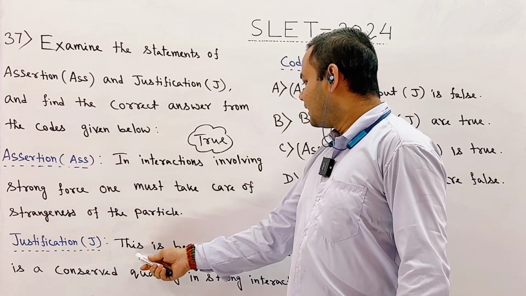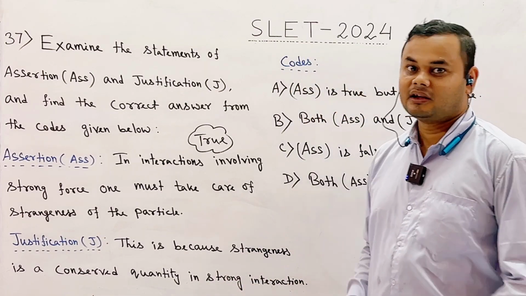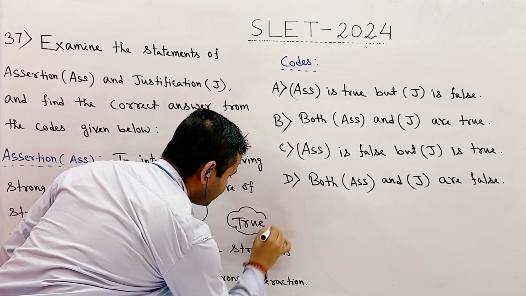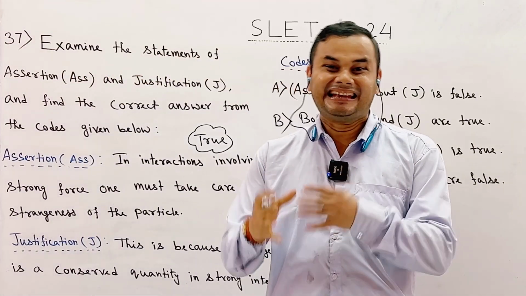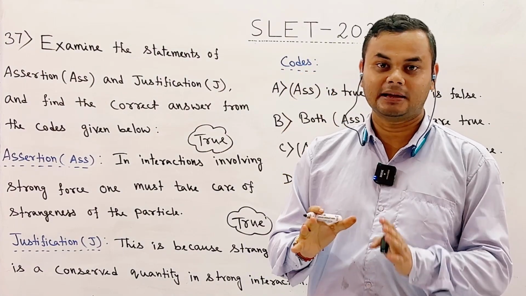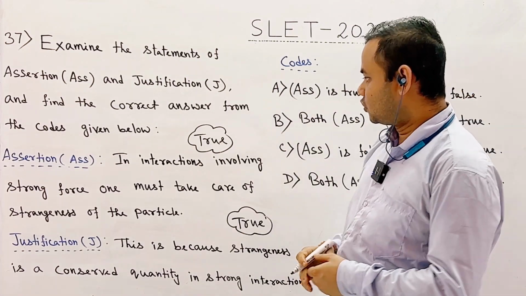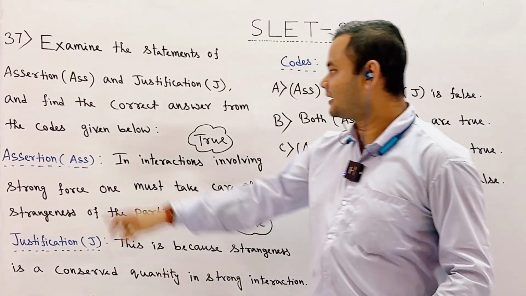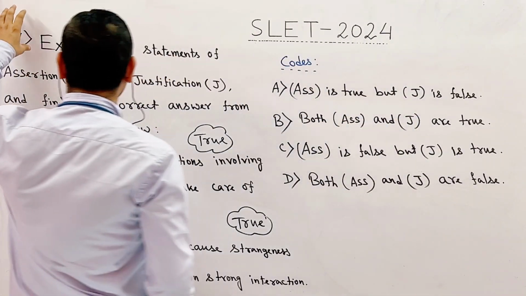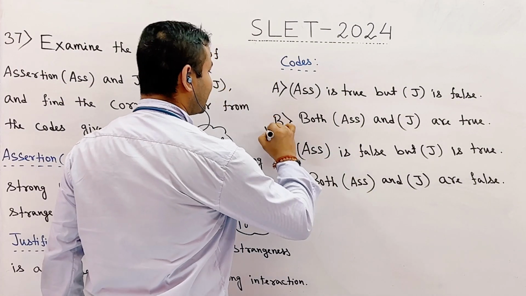Justification: this is because strangeness is a conserved quantity in strong interaction. This statement is also true. The strangeness is indeed a conserved quantity in a strong interaction, meaning total strangeness before and after the interaction remains the same. So after analyzing, we have seen that both assertion and justification are true. So therefore, the correct answer of question number 37 is option B. Both assertion and justification are true.